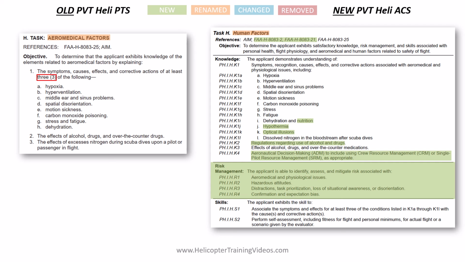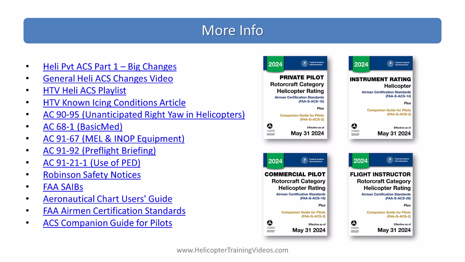Also distractions, loss of situational awareness, confirmation and expectation bias. If that's new to you, get into the Risk Management Handbook to check that out. Under the skills section, it asks you to associate the symptoms and effects of at least 3 of the conditions and then perform a self-assessment including fitness for flight, personal minimums, etc. for the actual flight or a scenario given. So that's making sure you're doing the I'm Safe checklist. If your organization that you fly with has some sort of flight risk analysis tool, you'd bring that and discuss those risks that have been identified. And also, we've mentioned this before, making sure you have personal minimums actually written down somewhere. So that's it for this area of operation.